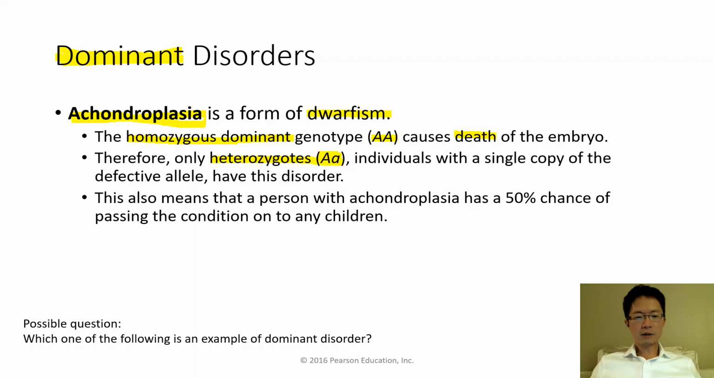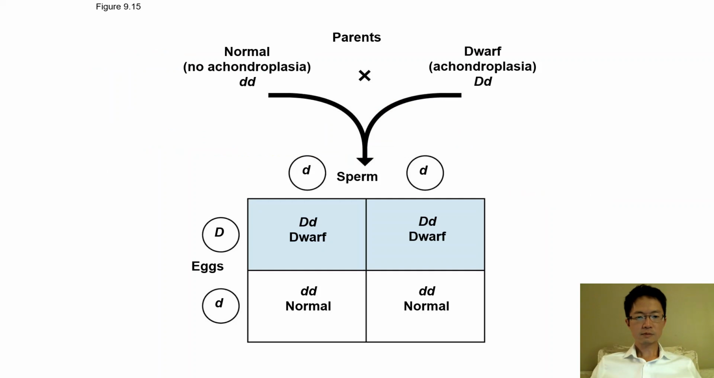That means a patient with achondroplasia has a 50% chance of passing this condition to any child. In other words, most of us with a normal body height are homozygous recessive. We have two recessive alleles, that means small a, small a. So this is the example of the Punnett square for achondroplasia.